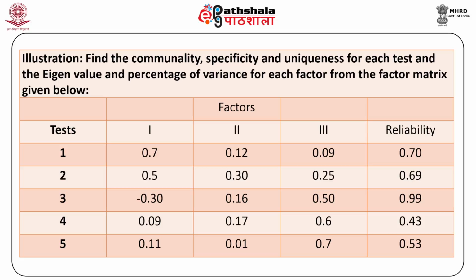For tests 1, 2, 3, 4, and 5, factor 1 is 0.7, 0.5, minus 0.30, 0.09, 0.11. For factor 2: 0.12, 0.30, 0.16, 0.17, 0.01. Factor 3: 0.09, 0.25, 0.50, 0.6, 0.7. Reliability is 0.70, 0.69, 0.99, 0.43, 0.53.